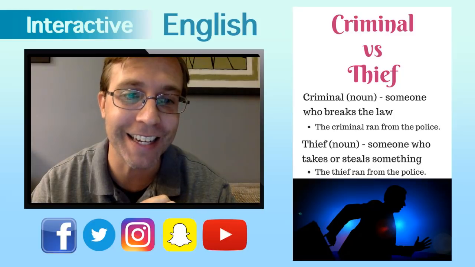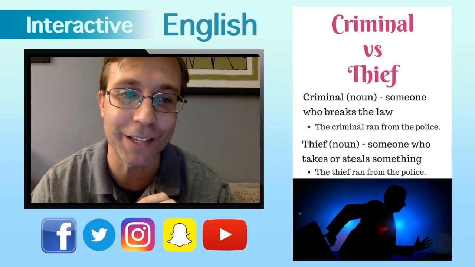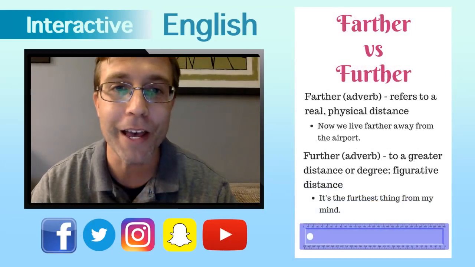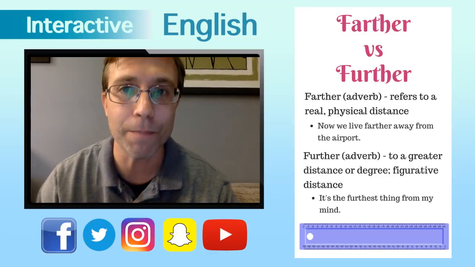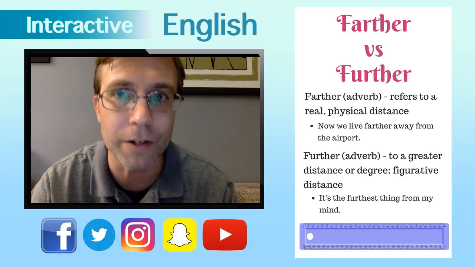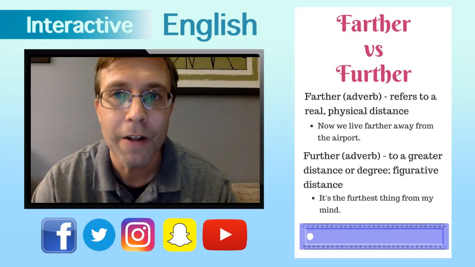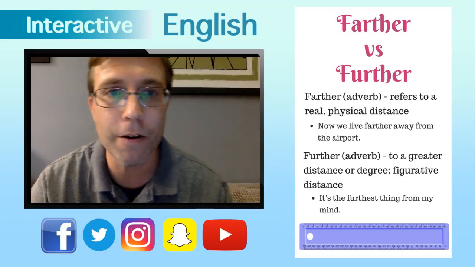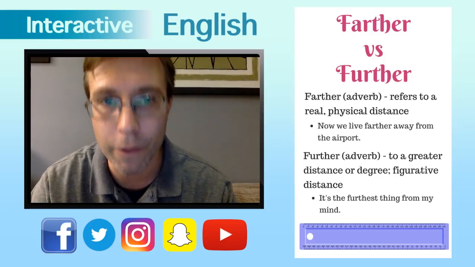Let's look at the next one. Okay. So this is another one that I think people commonly confuse. Even native speakers commonly confuse these. The difference between farther and further.